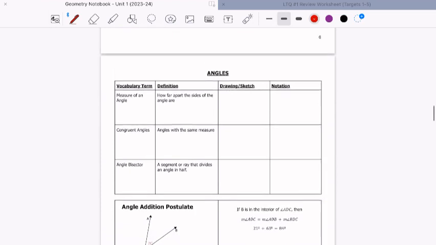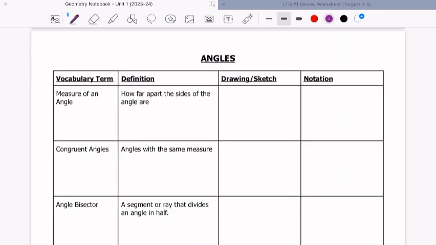One last page we're going to do. All right, okay, let's talk about angles. So as a reminder, angles are 2 rays that share the same endpoint. So I'm going to draw myself a little picture. Let's name this angle, I don't know, BAC.